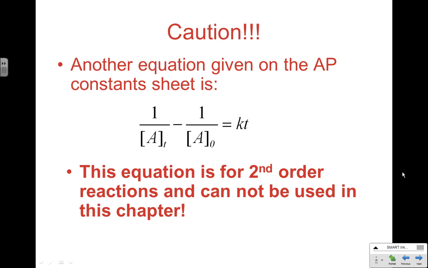Now, be careful of this one. In the same part of the AP constant sheet where you're going to find those two equations, you're going to see this equation. Never, ever, ever use this equation for anything from chapter 21. This is actually our second order kinetics reaction equation. So all nuclear reactions are first order. This is not appropriate if we're dealing with nuclear decay. It has some of the same symbols that we had for the other equation, but don't touch it. Yes, when we get into chapter 14, we'll be doing some second order stuff. Then you'll need that equation. But for right now, chapter 21, make sure you never do anything with that equation.